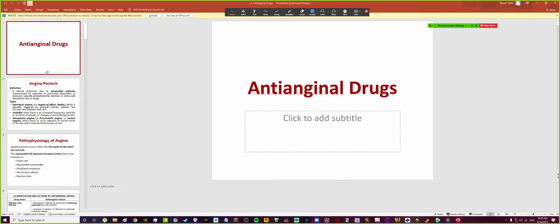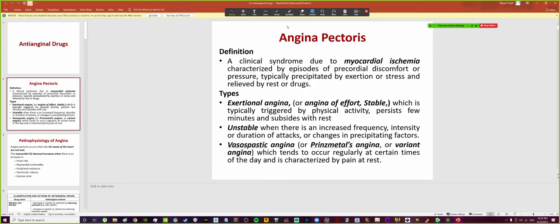Okay, so we're going to begin with angina pectoris. As we know, angina pectoris is a clinical syndrome due to myocardial ischemia. Angina as in chest pain, and pectoris as in chest, so chest pain. Now, there's a pain occurring in the chest. Here's the thing about angina pectoris: I'm going to draw all of the types of angina pectoris. So let me go ahead and draw it.